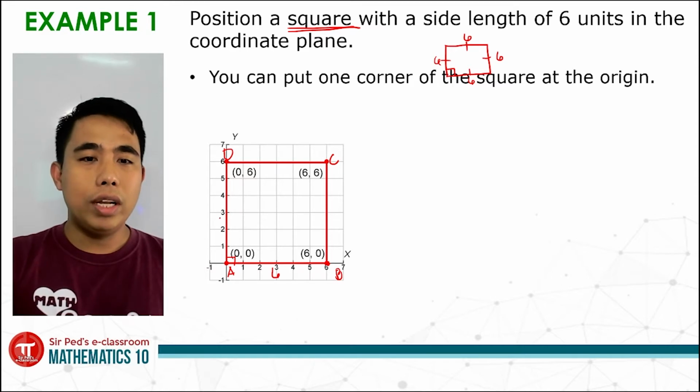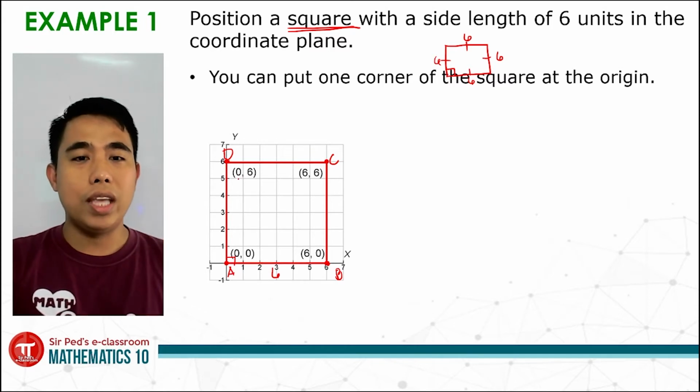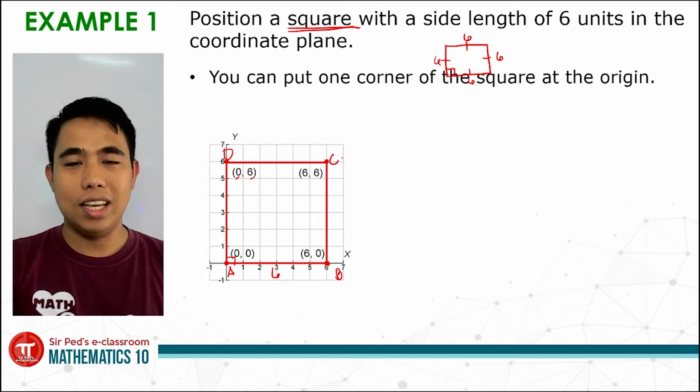Now, what will be the coordinates of point D? Since it is along the y-axis, its x is 0, and its y is 6 units from 0. So, 0, 6. And then the coordinates of point C will be 6, 6.